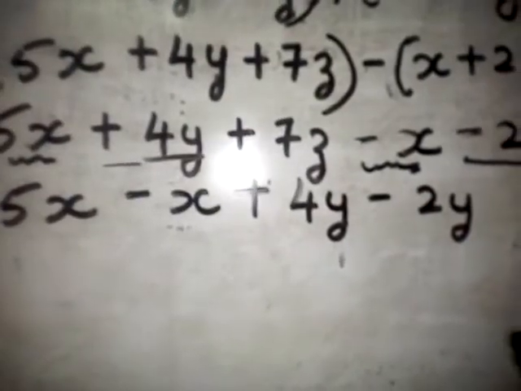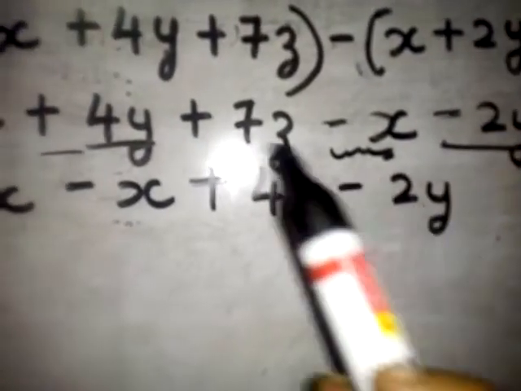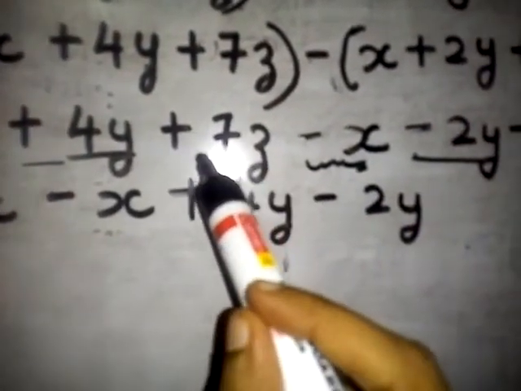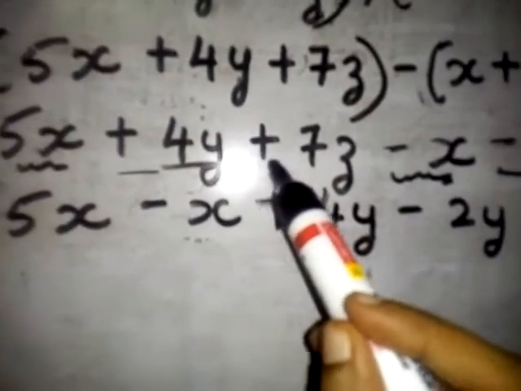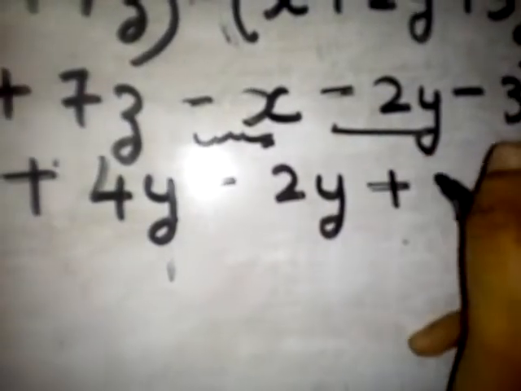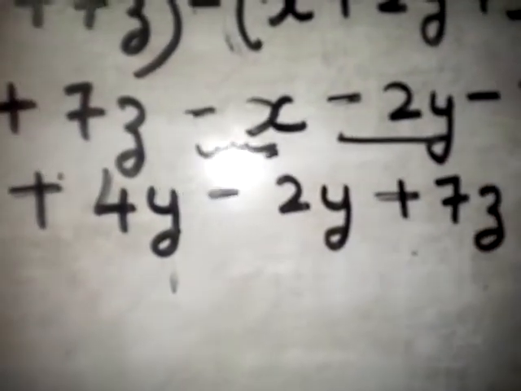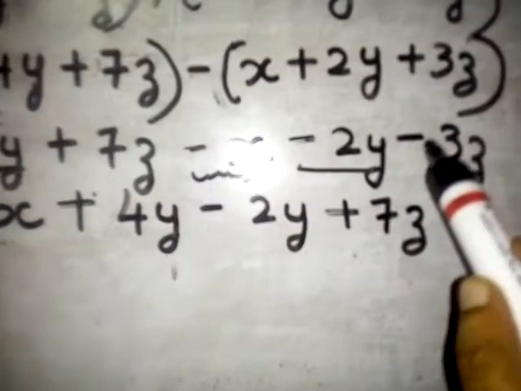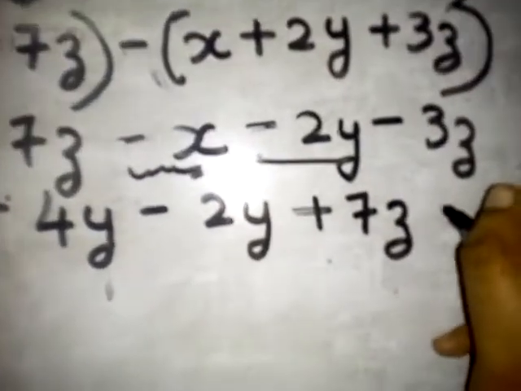So the numbers with y are finished, written together. Then the next one is z. Before 7 which sign is there? Plus. Plus 7z. The other number which is there, see, minus 3z.